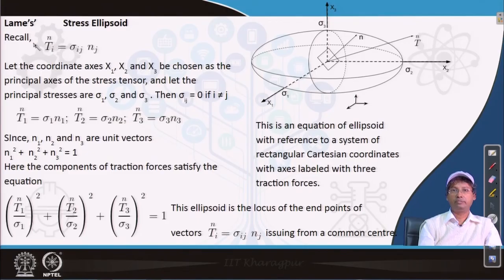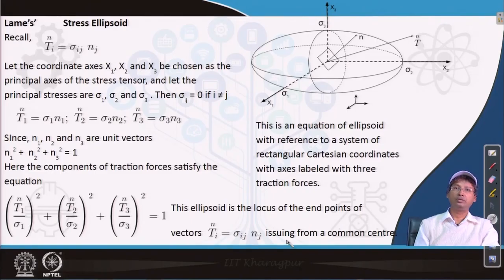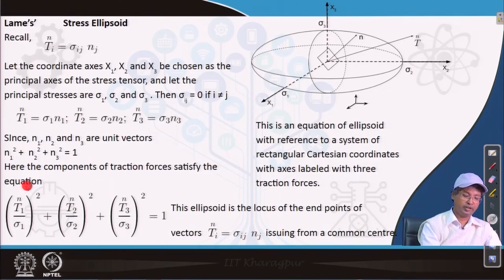Let me read this. This is an equation of an ellipsoid with reference to a system of rectangular Cartesian coordinates with axes labeled with the three traction components. The ellipsoid is the locus of the endpoints of the traction vector issuing from the common center. This is probably the best way it is expressed. If both have the common center, the traction and the principal axes, then the traction vector tip, if plotted, gives different points, and if we join those points, it gives an ellipsoid that is represented by this equation.